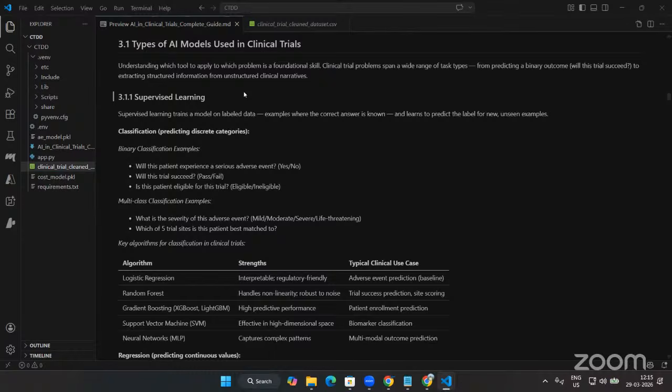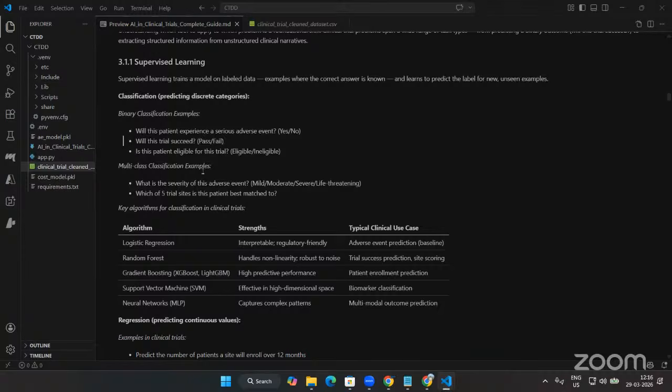Classification, predicting discrete categories. Under supervised, classification is one type. For example, binary classification examples. Will this patient experience a serious adverse event? What will be the output? The output will be yes or no. Will this trial succeed? The output will be pass or fail. Then, is this patient eligible for this trial? The output will be eligible or ineligible. So this is binary, two-class classification.